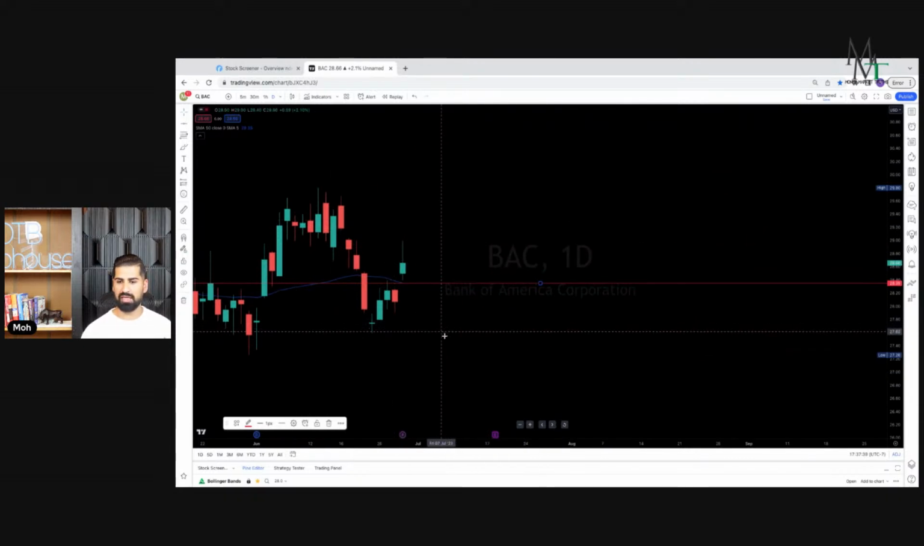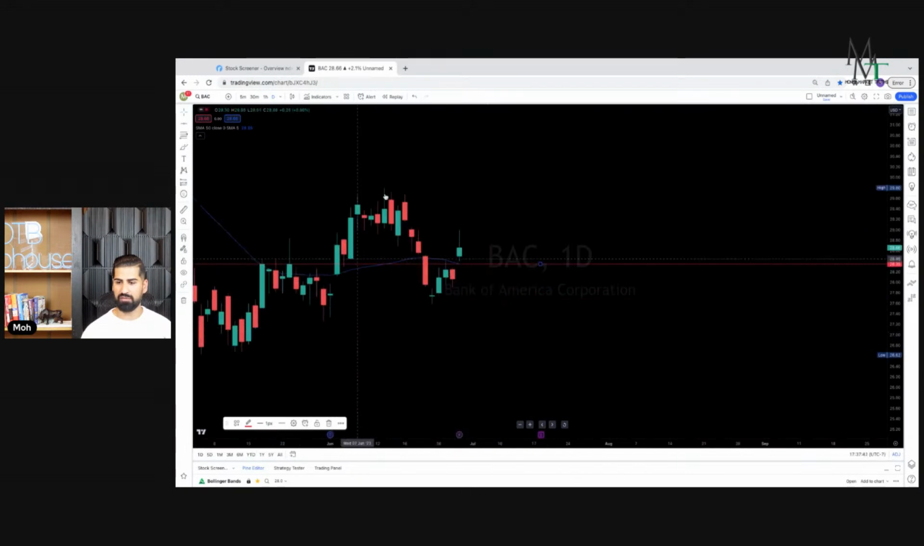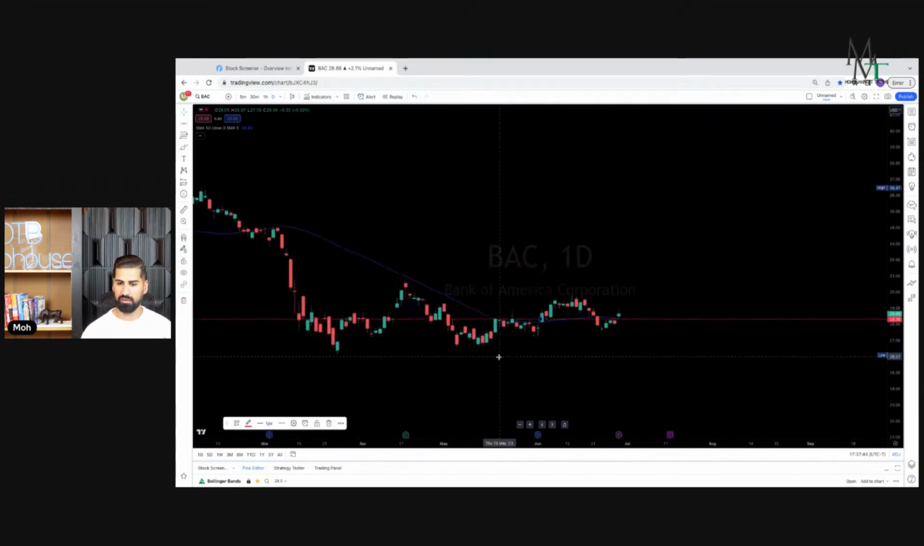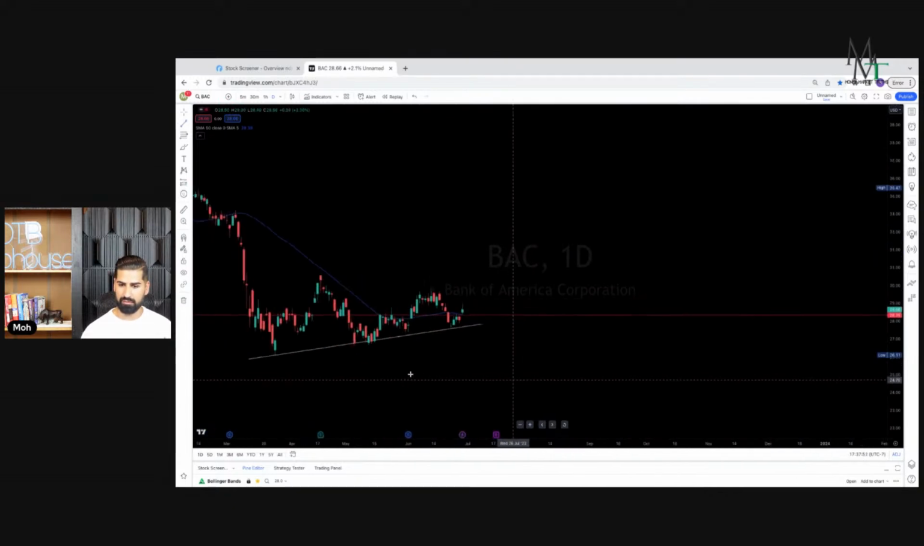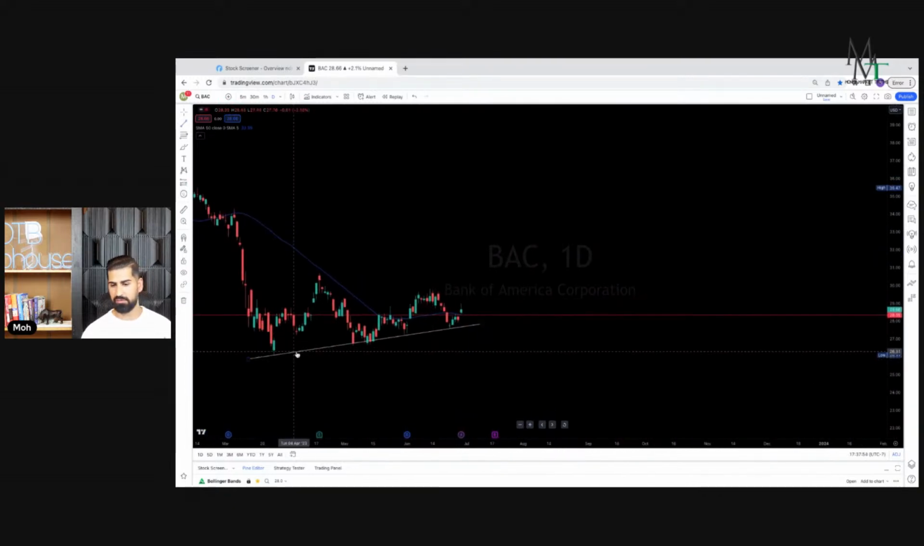So I use hourly for entry, but I use daily for charting. So if you just look at the chart itself, like if I was to draw a trend line too, I love how the chart looks. It's basically got higher lows, right?